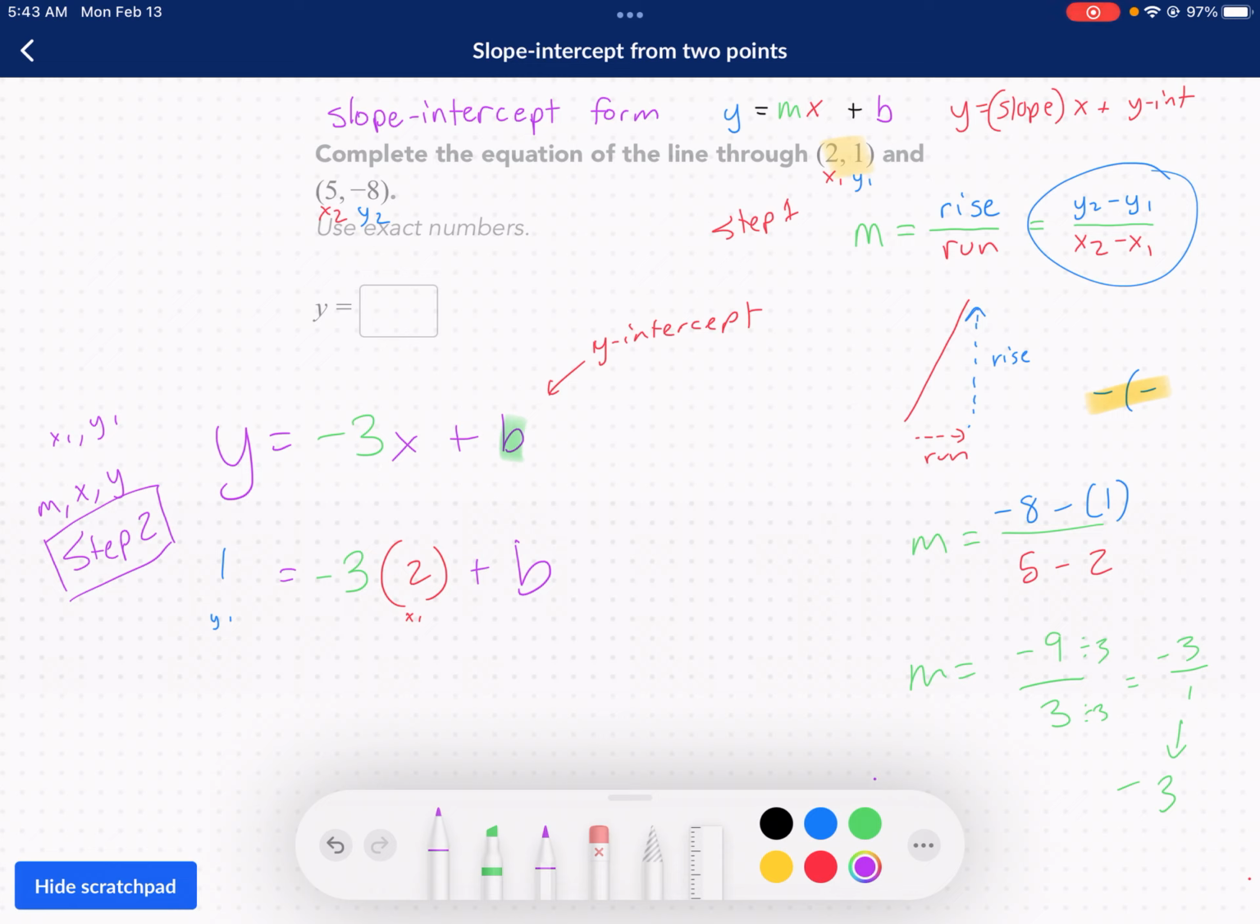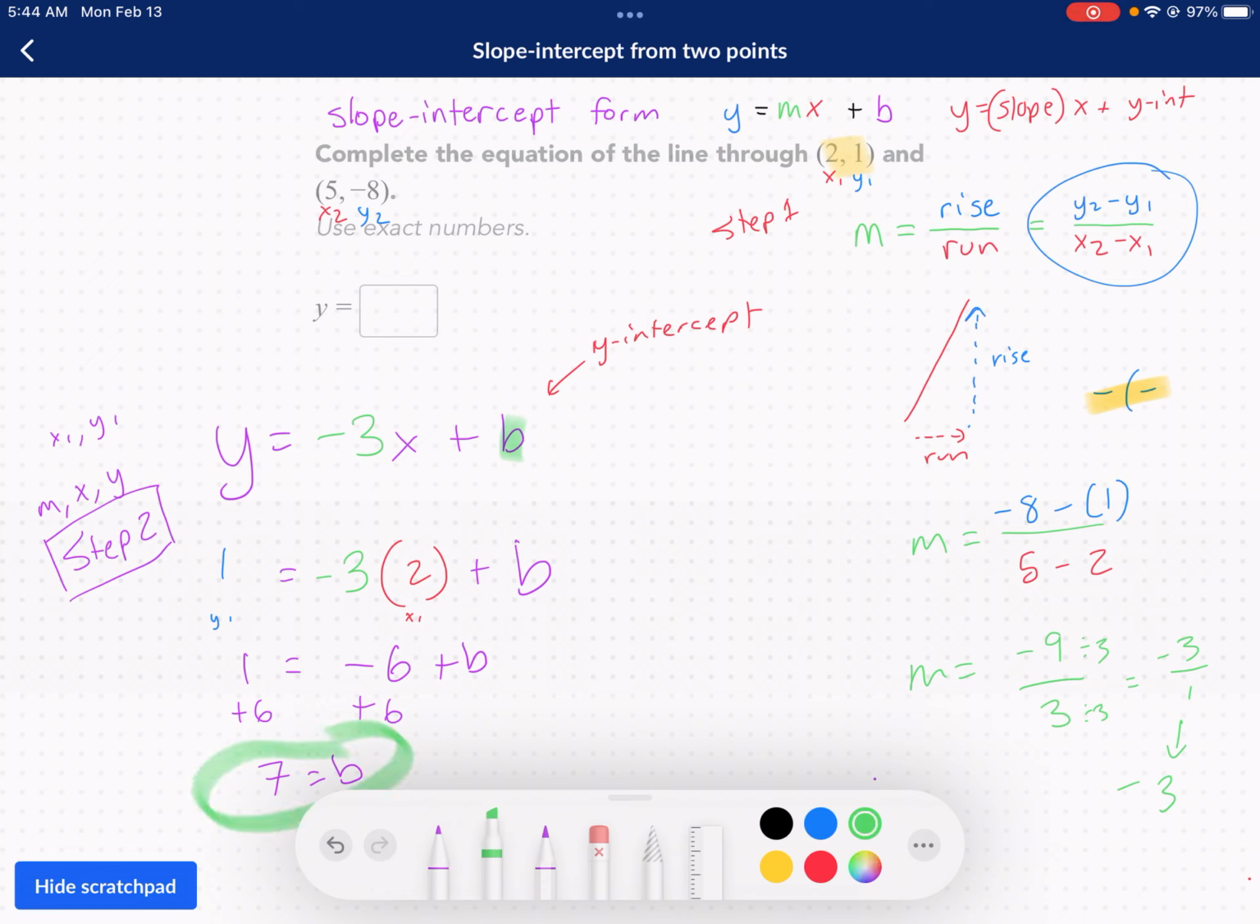So you're going to have to do some algebra here. We're trying to get the b by itself, so we need to do some calculations. First thing I'm going to do is order of operations. I need to multiply the -3 times the 2. That gives me -6 plus b equals +1. The b is not by itself, so I'm going to do the opposite of what's happening, which is add +6, and I get 7 equals b. Now I'm done. I have everything.